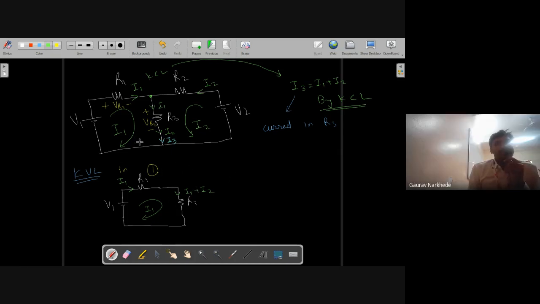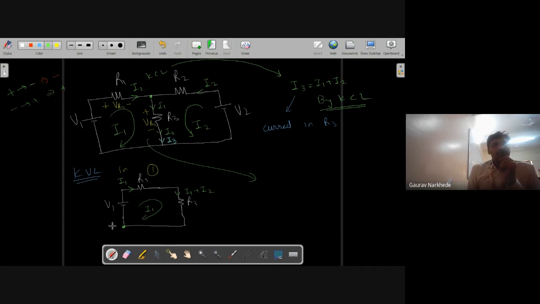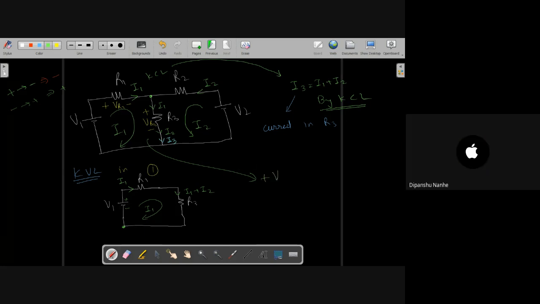So by KCL, I can write from this. This is only for your explanation. Whenever I am traveling from plus to minus, I will assume the sign as minus, and whenever I am traveling from minus to plus, I will assume the sign as plus. Let us start from here and end here. From here I am going upward, so from minus to plus, I write plus V1.